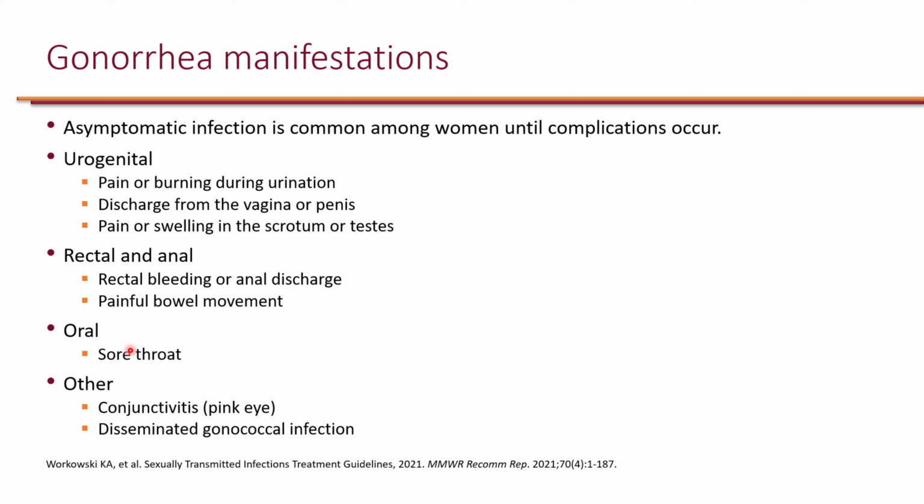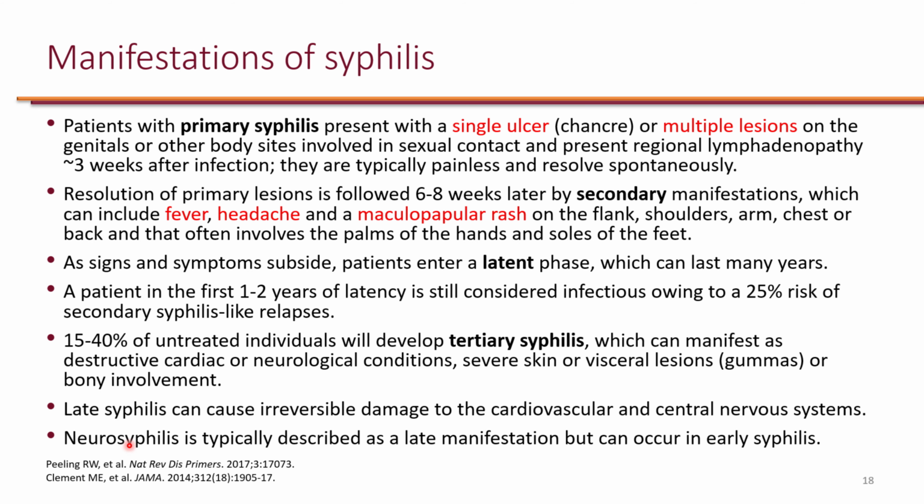And then one thing that's a little different between gonorrhea and chlamydia is that if you consider the oral route of transmission, chlamydia is less likely to cause sore throat, whereas gonorrhea is more likely to cause sore throat. So pharyngitis, I should say, is more of a possibility for gonorrhea. And then, of course, conjunctivitis, and gonorrhea can be pretty severe when it gets to disseminated gonococcal infection.